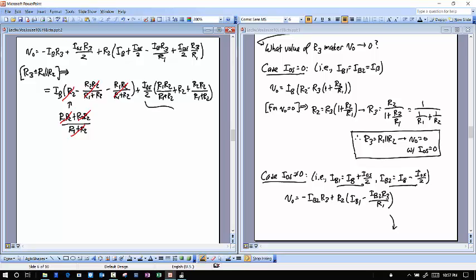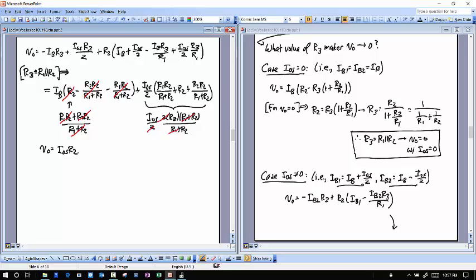This term here you can rewrite as IOS over 2 times 2 times R2 times R1 plus R2 divided by R1 plus R2. So those R1 plus R2s cancel. This 2 cancels with the 2 from the IOS. And we end up then with this whole thing, V naught, just being equal to IOS times the resistor R2.